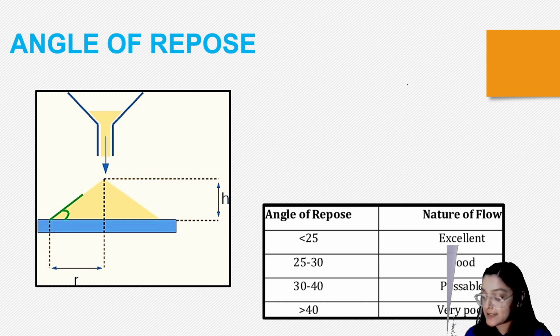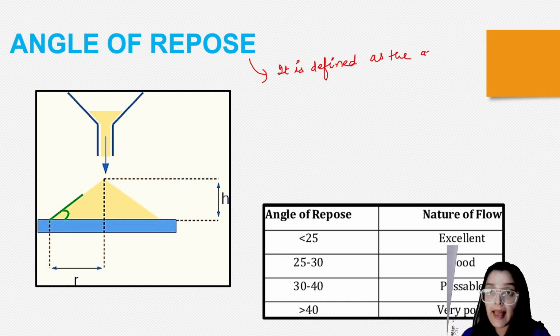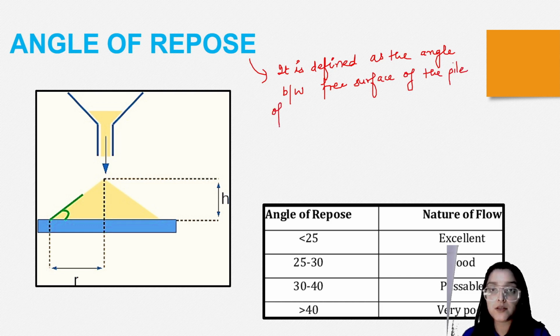Angle of repose is defined as, please note it down, the angle between the free surface of the pile of powder and the horizontal plane.